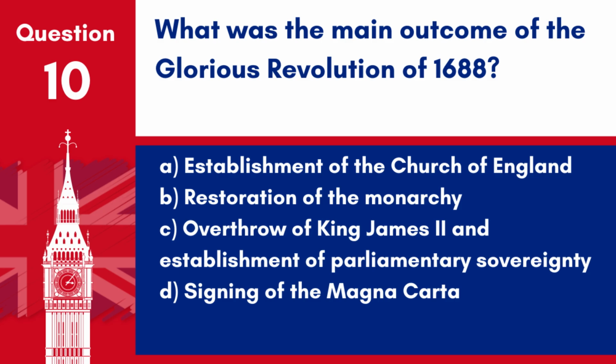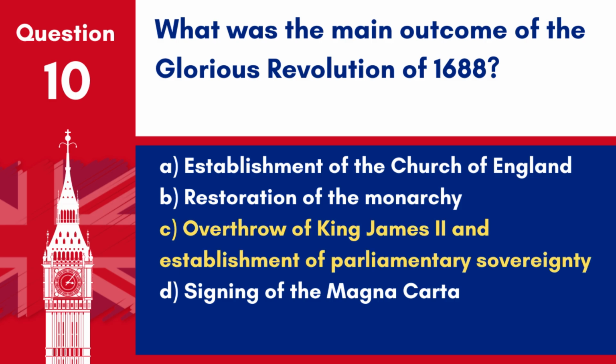Question 10. What was the main outcome of the Glorious Revolution of 1688? A. Establishment of the Church of England. B. Restoration of the monarchy. C. Overthrow of King James II and establishment of parliamentary sovereignty. D. Signing of the Magna Carta.